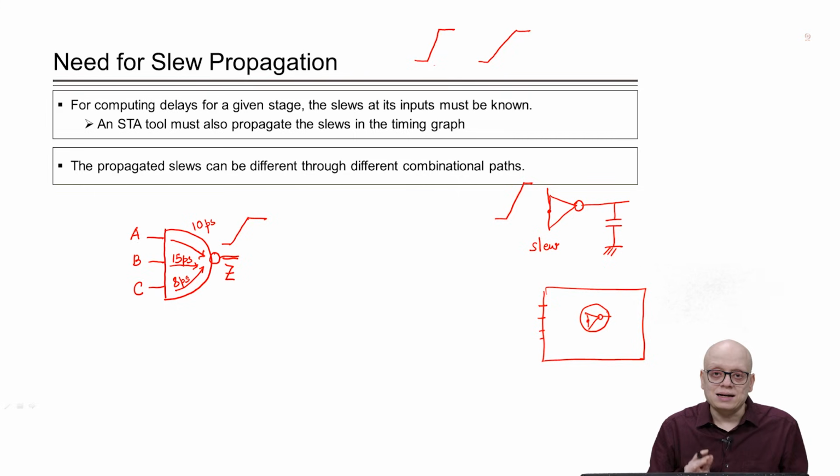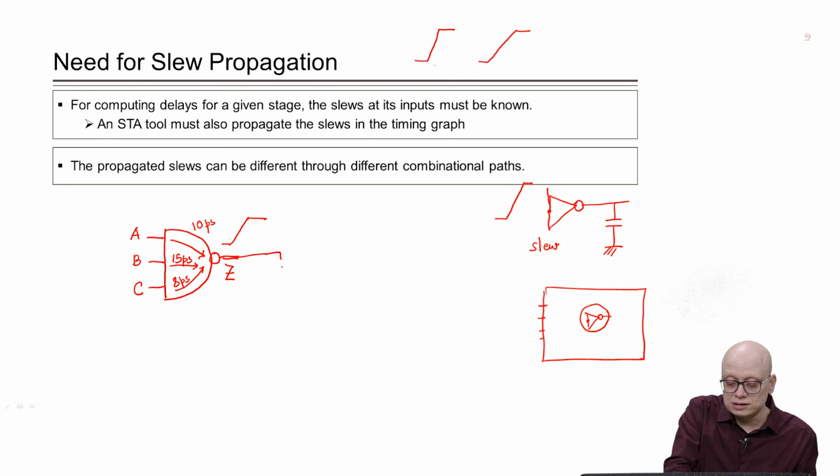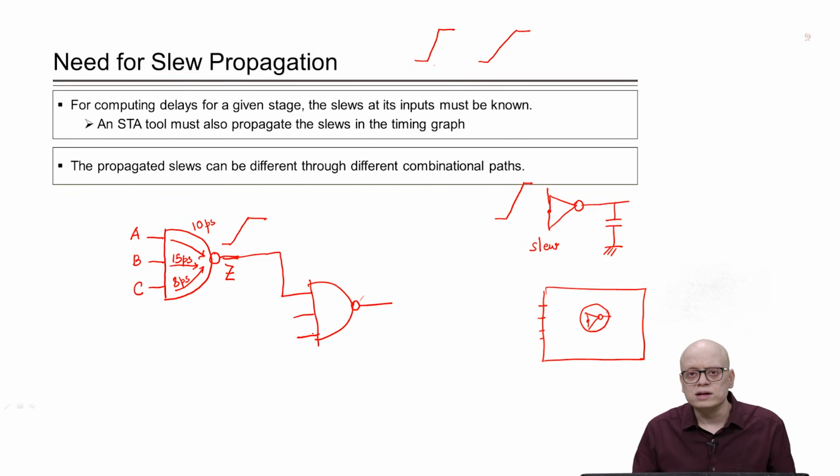Now, the problem is that, given that the output Z can have 3 different slews from 3 different paths, which slew should we actually store for the subsequent stages? For example, there may be another NAND gate which is driven by this NAND gate. It may again be a 3 input NAND gate, or it may have more than 3 inputs or even fewer, or the functionality of this driven gate may be different from what is shown here.